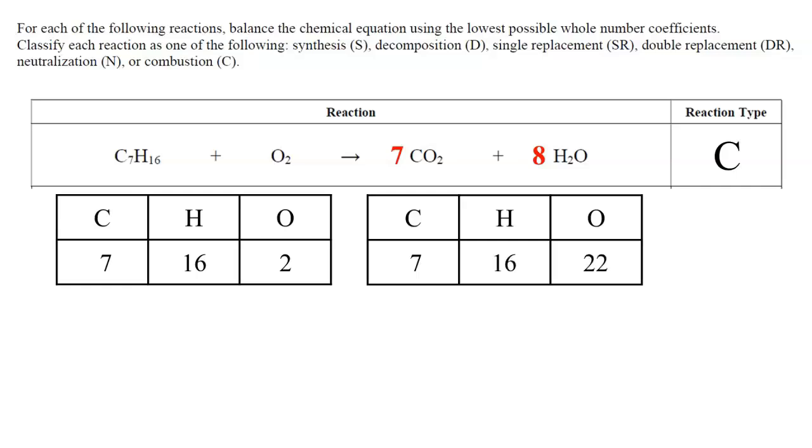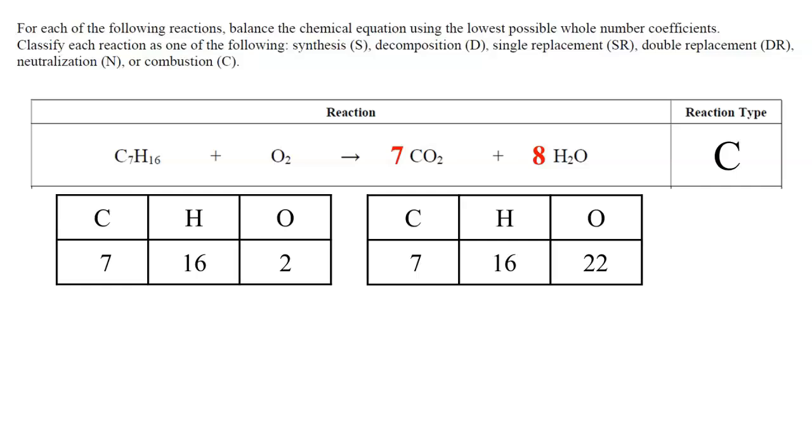Now I have 7 carbons still, that's not been affected, but I have 16 hydrogens because 8 times 2 is 16. And as far as the oxygen, 7 times 2 in that 7 in front of the CO₂, that would be 14 oxygens. And now with an 8 in front of the H₂O, that gives me 8 oxygens. So 14 oxygens from that first formula, 8 oxygens for that next formula, again including the coefficients. 14 plus 8 is 22.